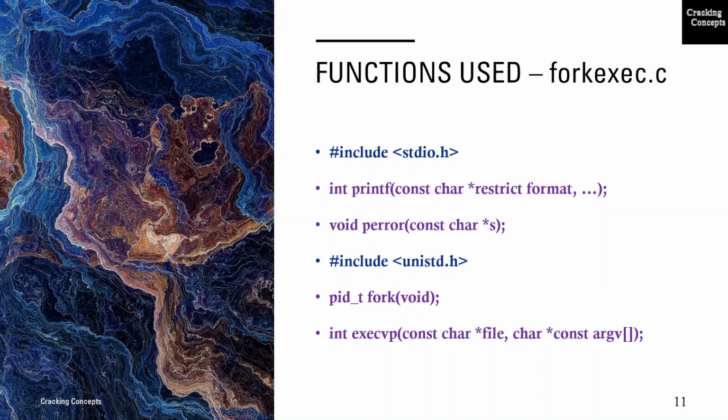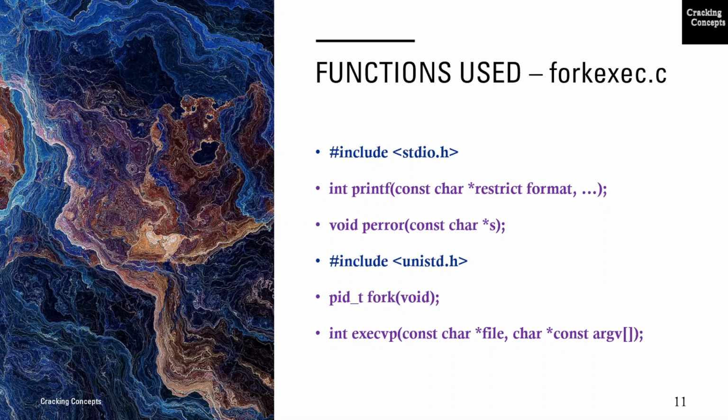We'll begin with the header file stdio.h, which will provide declarations for standard input and output functions. We'll be using the function printf in it, which outputs the formatted data to the standard output stream. Then the perror function, which will output a descriptive error message to the standard error stream based on the current value of errno. Then there is the unistd.h header file, which defines symbolic constants and declares functions for POSIX operating system services, particularly for process control.